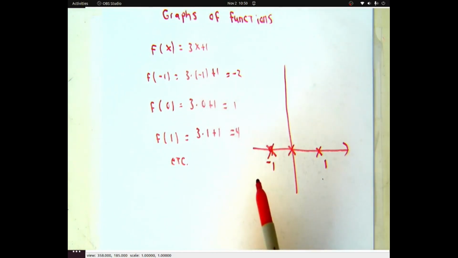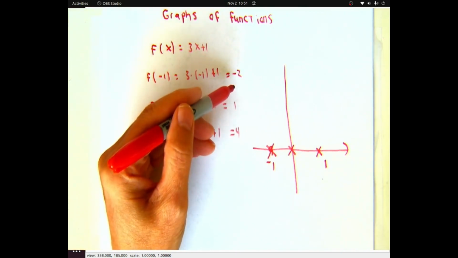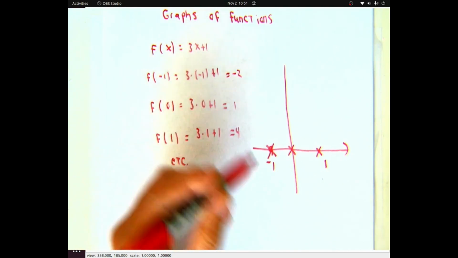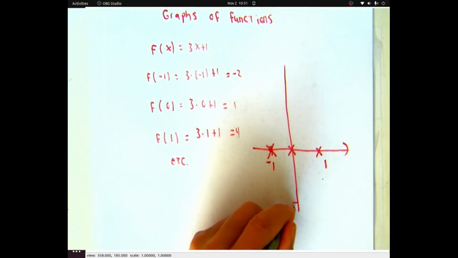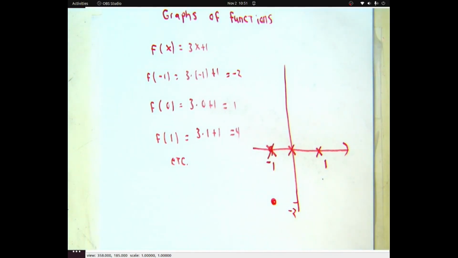We usually think of plotting the inputs horizontally, and when we have the graph of a function, the actual point that we plot is the point with the same x coordinate and y coordinate equal to the function value. So when x is -1, I'm actually going to plot the point that goes with that, except the y needs to be -2. That dot is a point that's on the graph of f of x.